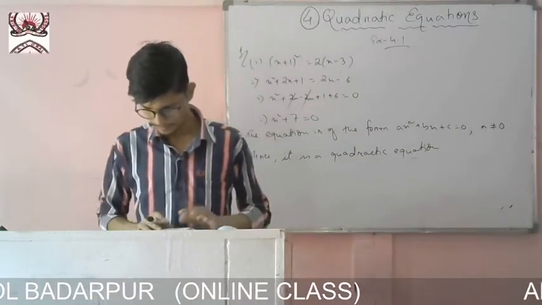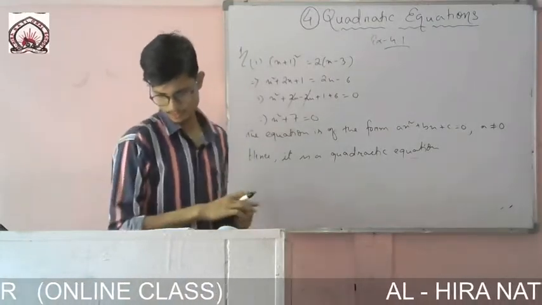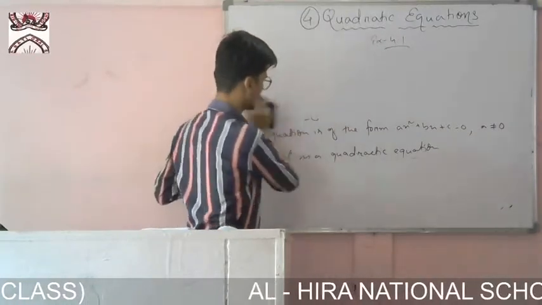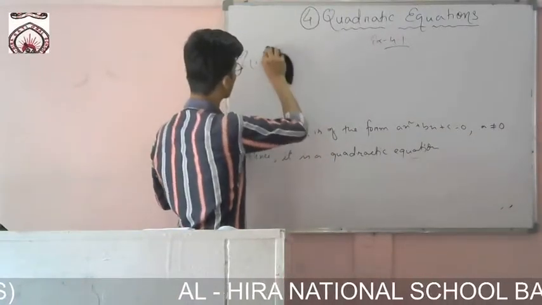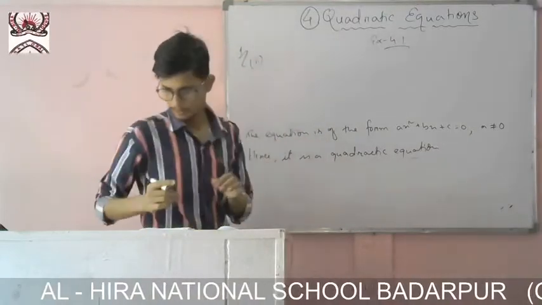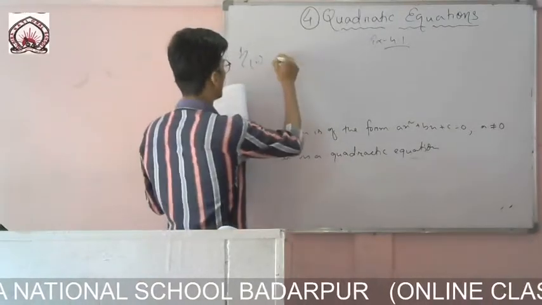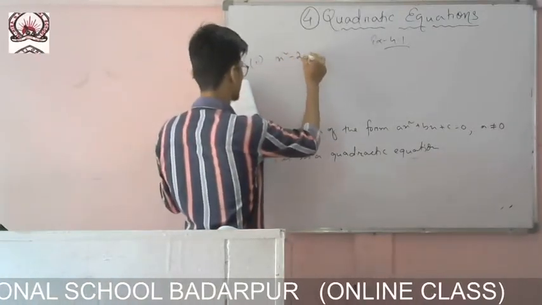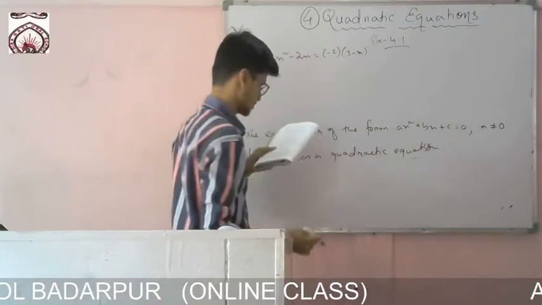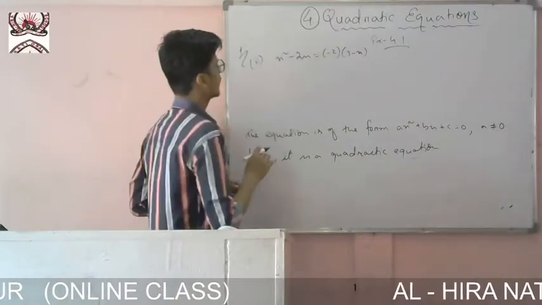Next one, you see, x square minus 2x minus 2 into 3 minus x. So let me keep this part. If any changes are required, I will do it. Okay, I am not writing again and again. Roman number 2, you see, it is given x square minus 2x equals to minus 2 into 3 minus x.